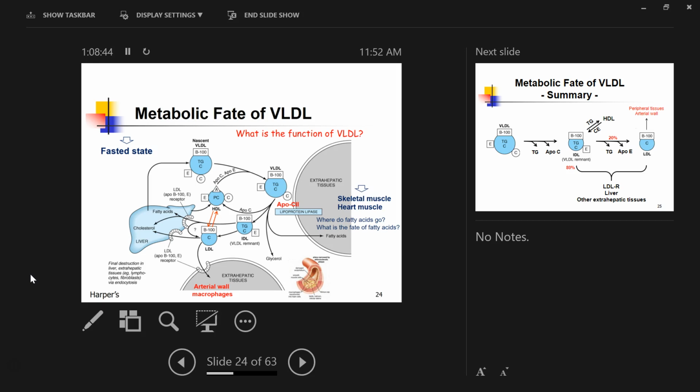Why does IDL eventually become LDL, losing more triglyceride and gaining more cholesterol? Because there is so-called lipid exchange between LDL and HDL. You transfer more triglyceride from LDL to HDL, and you also have a back transfer of cholesterol esters from HDL to LDL. So eventually the LDL will lose the triglyceride and get more cholesterol esters from HDL.